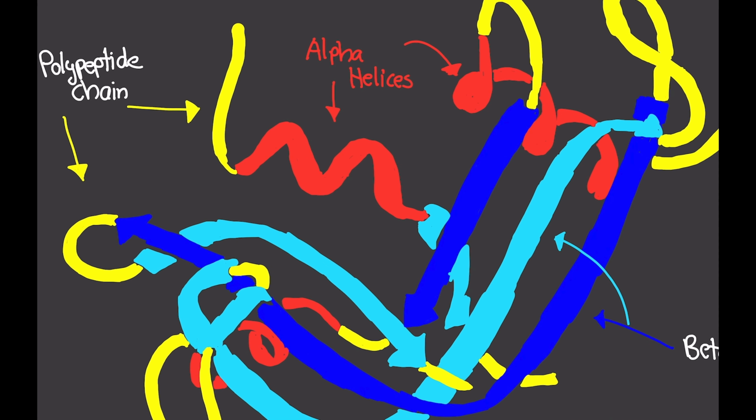So we got a few alpha helices that have been created. One here, and then some here. We also got some beta sheets that have been produced. Here, here, and here. The yellow segments are the polypeptide chains, the stuff that actually did not become an alpha helix or beta sheet.